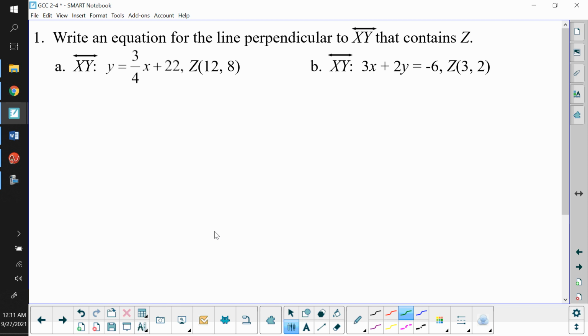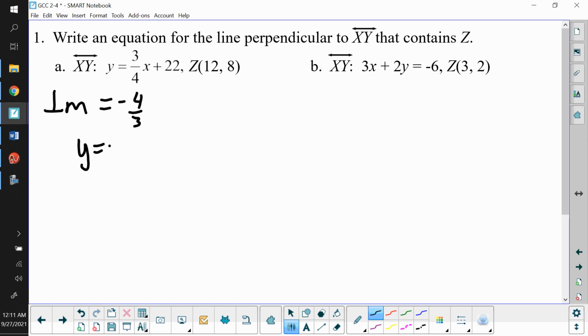So we want perpendicular to the given line, and we want it to contain our point. Well, notice they already have our equation in y equals mx plus b form. So that's great news. To find our perpendicular slope, I'm going to abbreviate it with our perpendicular sign and then m. We've got to change the sign and flip the fraction. So that'll give us negative 4/3.